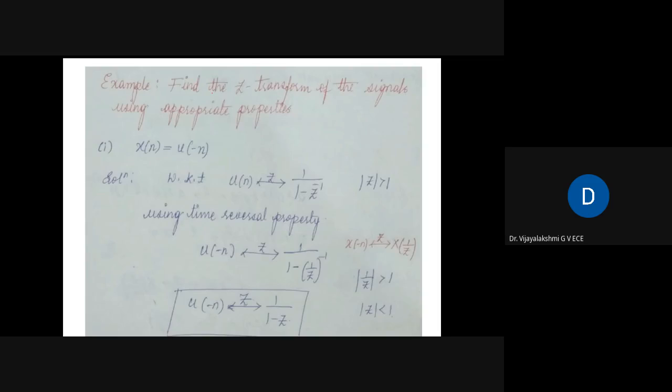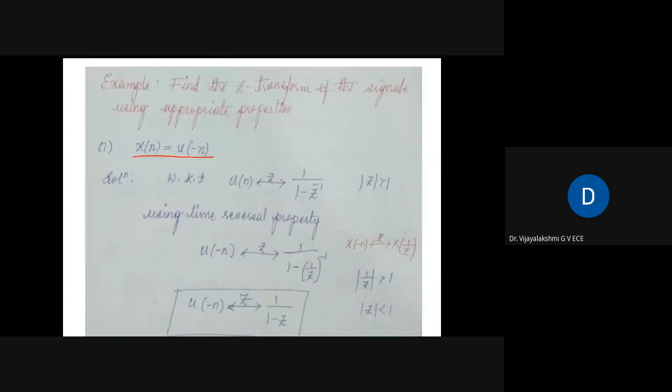Let me consider the first signal. X of n is u of minus n. Now, what is the given signal? As I told you, the reference signal we take hereafter to solve all the problems is the step signal u of n. The example we have considered is u of minus n. So what is the given signal? It is the reversal of u of n.